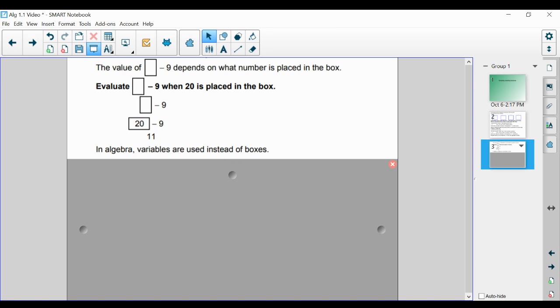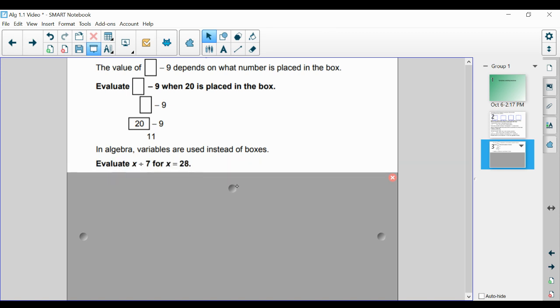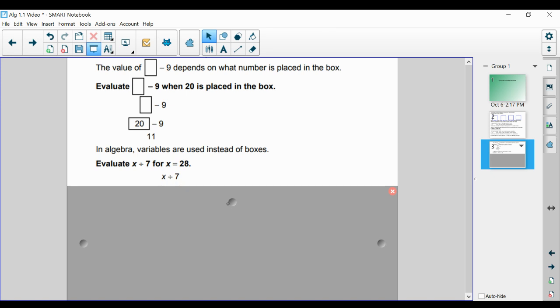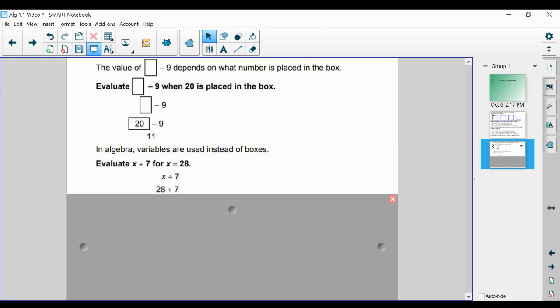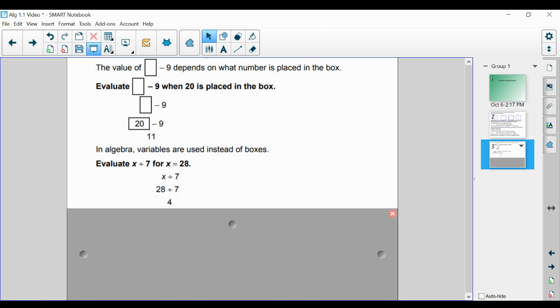And variables sometimes are used instead of boxes. So let's say we have x divided by 7 for when x is equal to 28. Well, we know the value of x, so we're going to substitute in the value of our variable. So we have 28 divided by 7, and we get 4. Again, notice how we do not have equal signs. This is an expression. We're not creating an equation. Going to be nitpicky here.